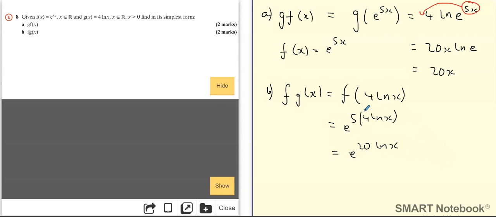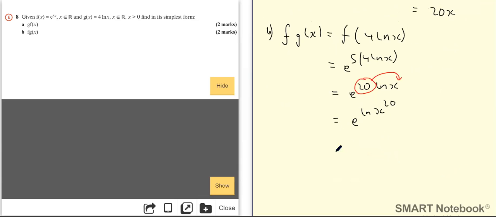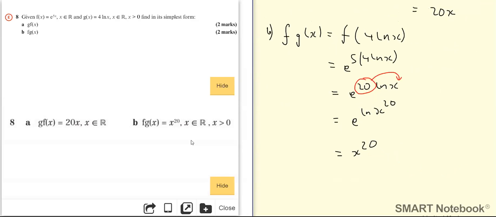But now we're going to use the reverse power law and bring that to the top here. So we get e to the ln x to the power of 20. And e and ln sort of cancel out, so we're left with x to the power of 20. Okay, we can check that here.